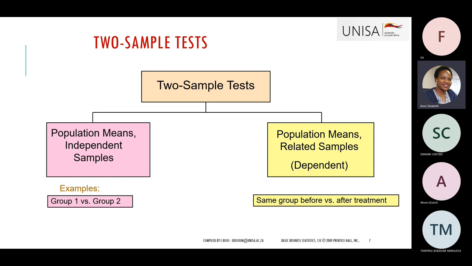So there was some sort of influence between the first instance when you wrote the test and the second instance. Or another one, if we go into the medical field, we can talk about treatment. So before treatment and after treatment, we can also look at the results of both. So those are the two areas where you should be able to identify whether I have an independent sample or related samples. Okay.